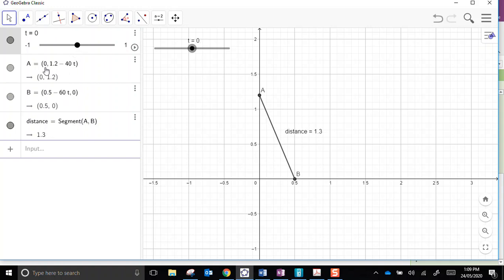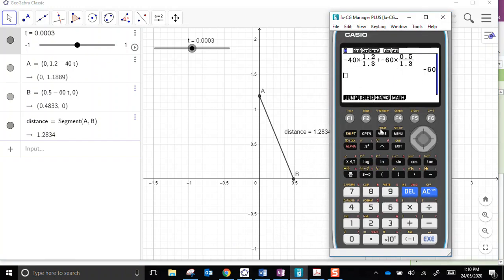As I use the slider, point A and point B move according to these little functions here. So point A always has an x-coordinate 0. It starts at 1.2 and it's decreasing at the rate of 40 times time. This time is in hours, and I'm stepping forwards in increments of 1/3600th of an hour, or increments of 1 second. So let's just step forward by 1 moment. You can see there that the distance between A and B is actually a little bit less, isn't it? Now, a moment ago it was 1.3, now it's 1.28.